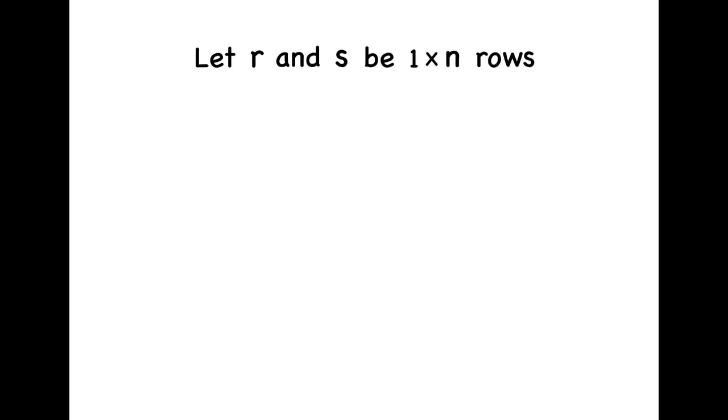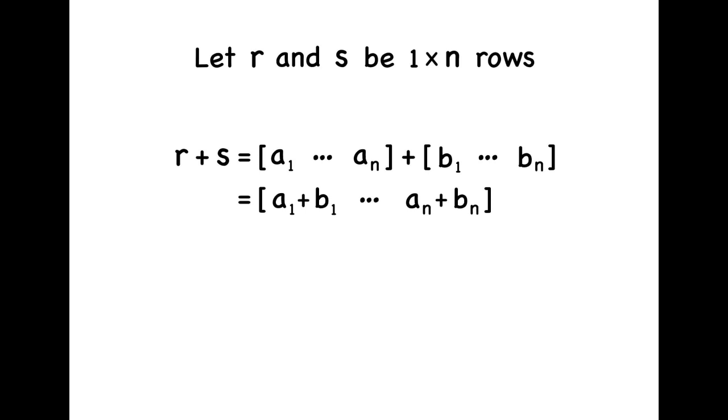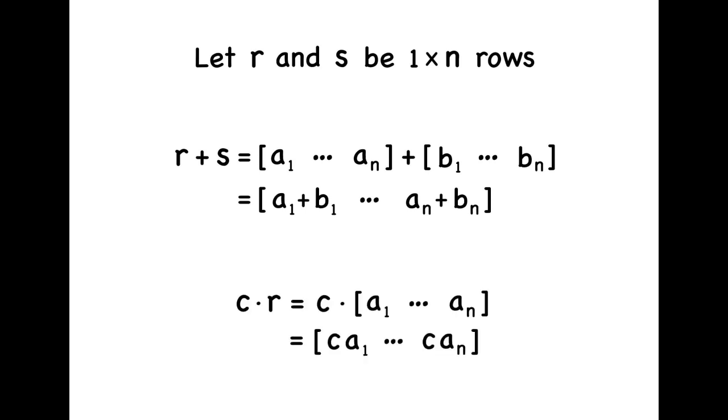Let R and S be 1 by n row matrices. We give structure to these matrices by defining addition and scalar multiplication. The addition of two row matrices R and S is defined to be a 1 by n row matrix in which each entry is the sum of the corresponding entries of R and S. The multiplication of a row matrix R by a real number c, so-called scalar multiplication, results in a 1 by n row matrix where each entry of R is multiplied by c.